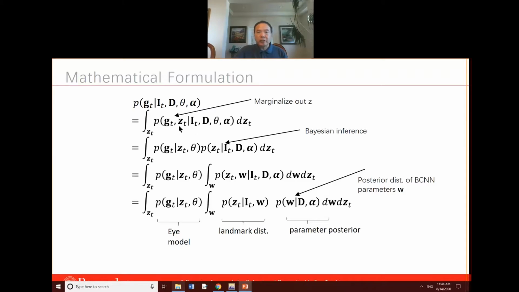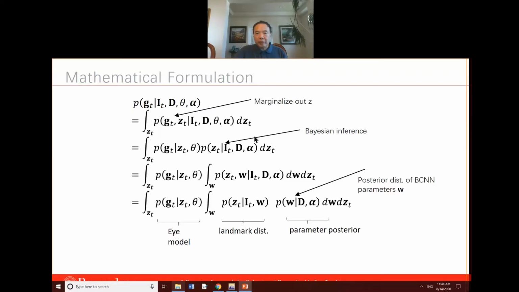So this is the key equation. Instead of doing maximization, we are doing modularization. This probability can be decomposed into two probabilities. One is P(G_t | Z_t), and the other is P(Z_t | I_t, D, alpha). The first is the probability related to the geometric eye model, and the second is the probability that we can derive from the Bayesian convolutional neural network. We're going to talk about this later.